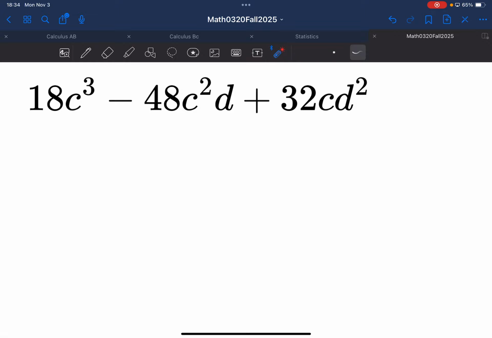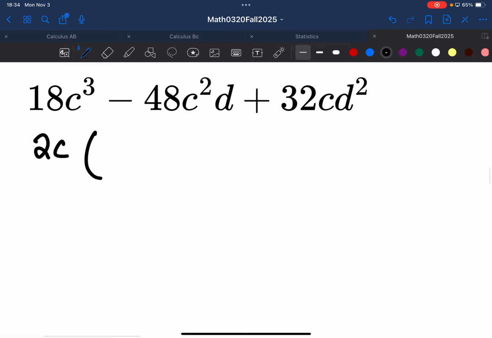Okay? But what else with that 2? C squared? Just C, right? Good. So let's take out a 2C and see what's left over. If we notice after we take out that GCF that there's still something that can come out, we can just go back and fix that GCF.